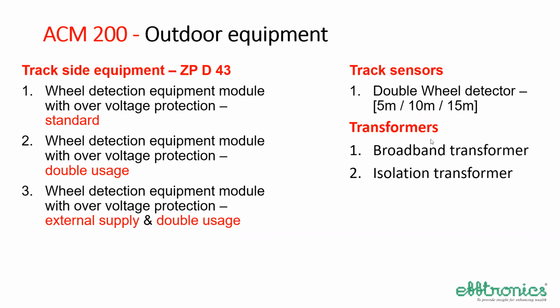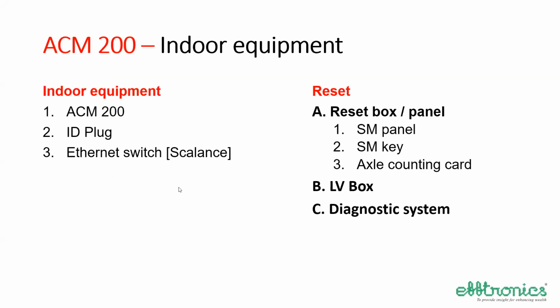Similarly, track sensors are there. And there are transformers here. If there is noise in the cable, because it is a copper cable, they provide isolation transformers also to reduce the noise. So the indoor equipment has the ACM 200. This is the only card, actually. Otherwise, there is an Ethernet switch and the ID plug is plugged to this ACM. The reset box and all are common for anything, as you have seen.